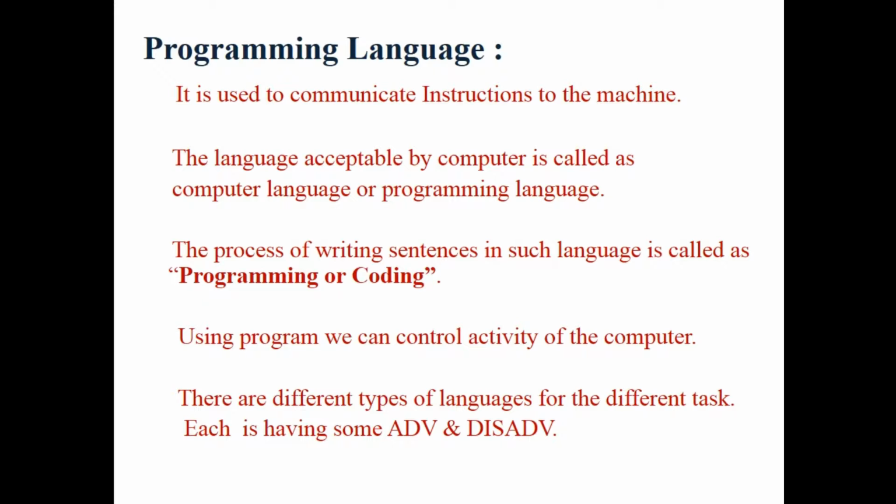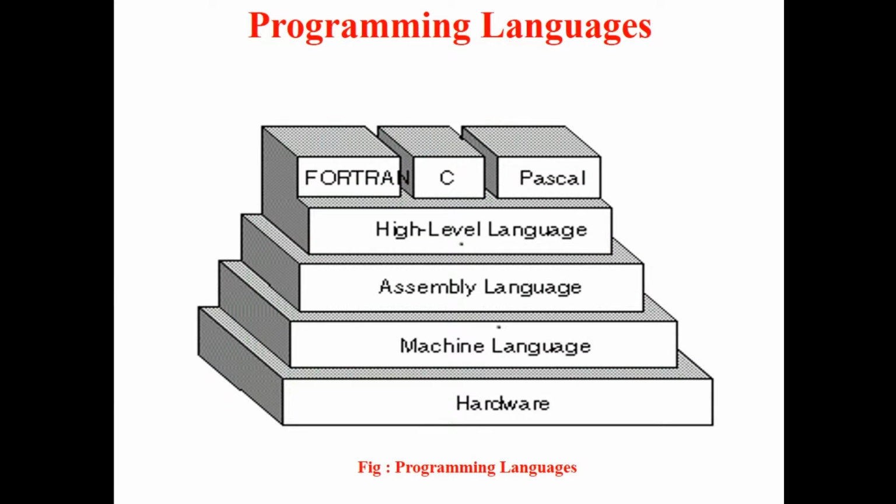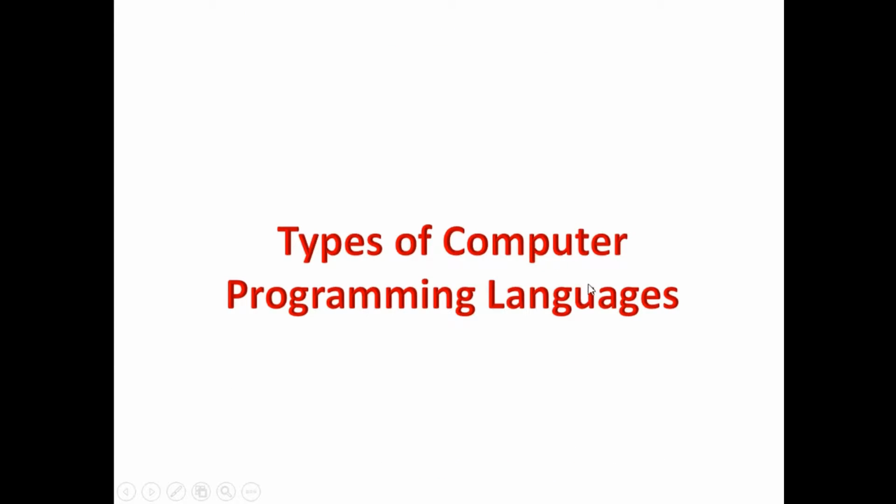Whatever steps we want to perform, those steps are written in the form of code, so they are called a program or code. Using a program, you can control the activity of the computer, and there are different types of languages for different tasks, each having some advantages and disadvantages. So here are examples of different programming languages we use: C, high level language, assembly language, machine language, hardware languages. So what are the types of computer programming language?